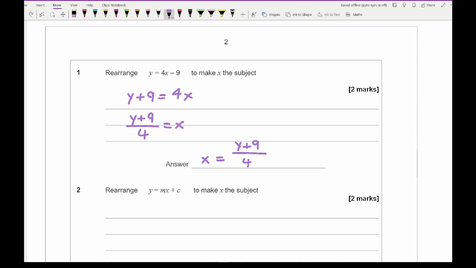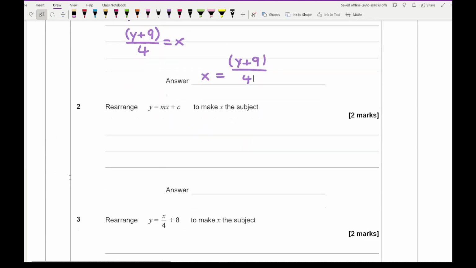Now again, try and use fractions and try and use brackets where possible, just to make your answer a little bit more obvious, but also so you don't make any silly errors in terms of your presentation.